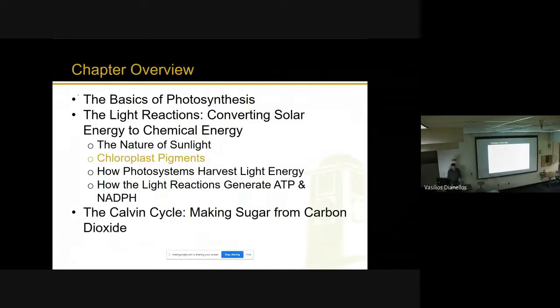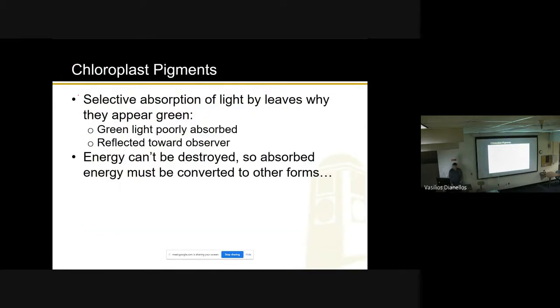Here we go. Chloroplast pigments. Oh, we're moving right along. This is awesome. You probably already know everything I'm about to tell you. The selective absorption of light by leaves is why they appear green. Again, they're green because every other color is absorbed. Green is the thing being reflected back to our eyeballs. This is another good time to remind you of this bullet point from chapter 5: energy cannot be created or destroyed. So when light hits it, that energy has to be converted to other forms, which is what we're going to talk about.